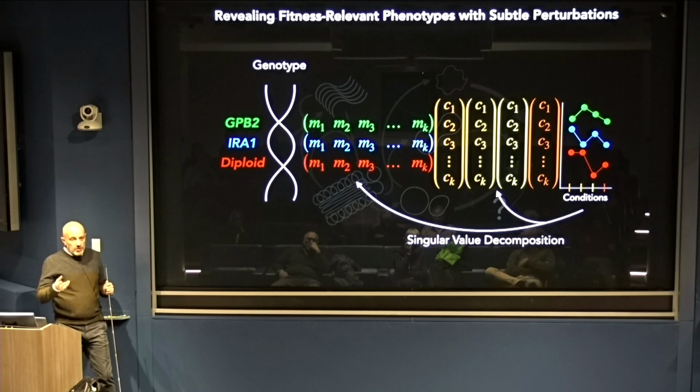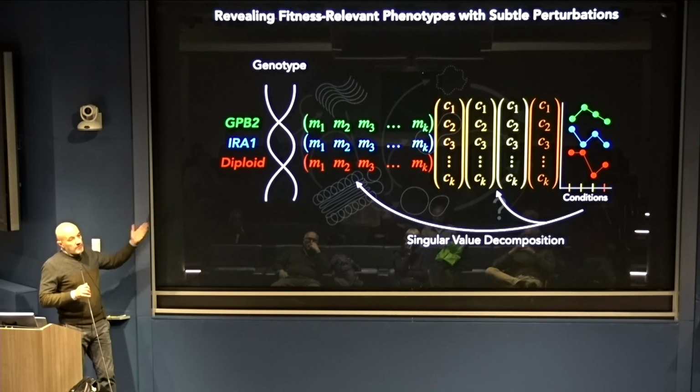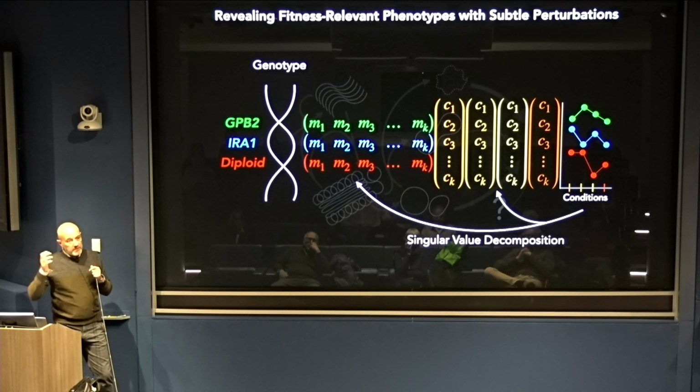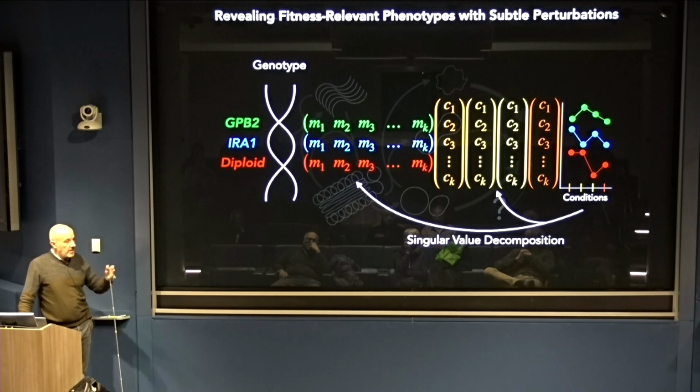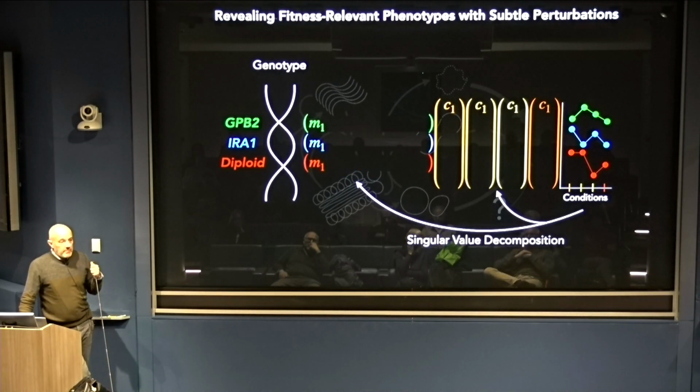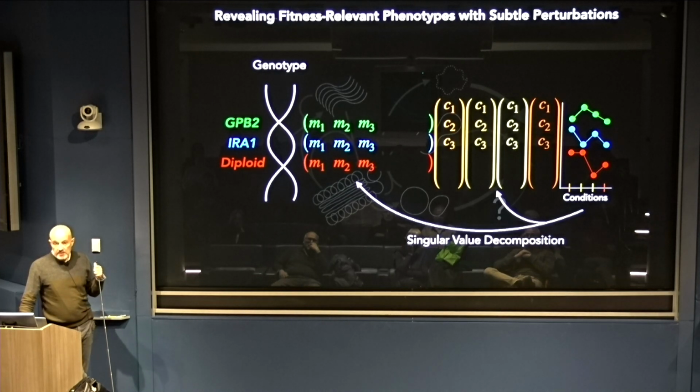How much do we need to know in order to predict the fitness of all of these mutants that we have? So we have like 400 mutants. How much information do I need to predict the fitness for every mutant in my collection, in the conditions I'm studying? Maybe I need just one dimension, maybe two dimensions, maybe three dimensions. Let's just see what we actually get.